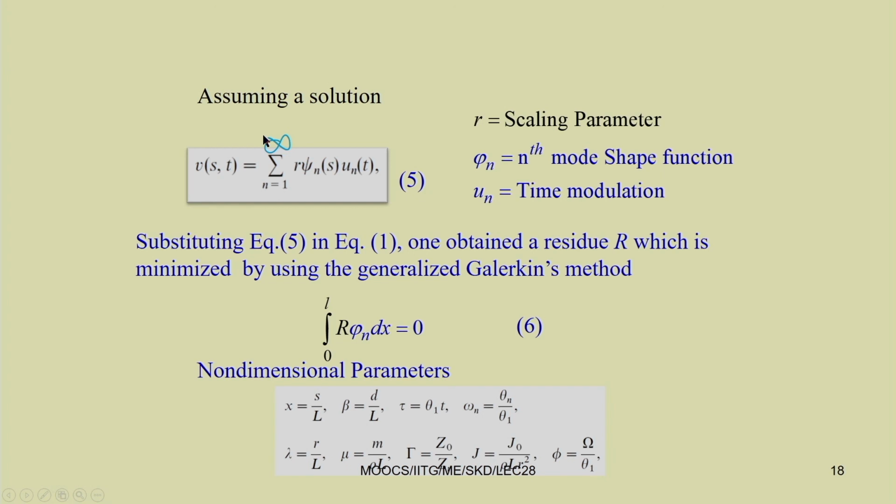Here you can take a number of modes depending on what you want to study. For example, let it be subjected to an external excitation near the second mode. It is not required to study the higher modes, for example more than 4 or 5. In that case you can limit the upper end and write n equal to 1 to capital N. Capital N will be the number of modes we want to take in this analysis. In that way we can truncate the number of modes.